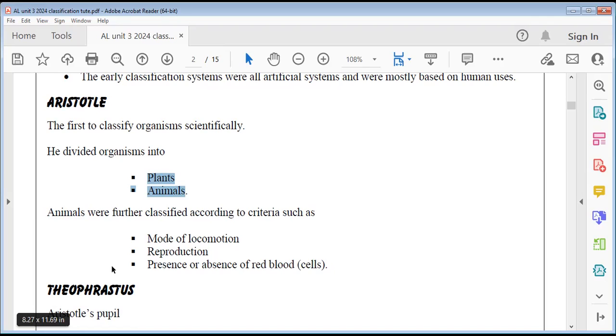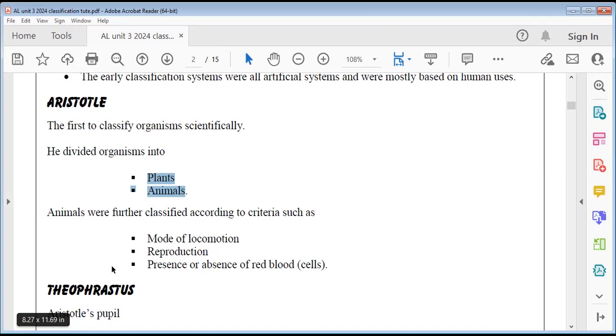Presence and absence of red blood. Your book says red blood cells. Actually, there is no possibility that he could observe red blood cells. To observe RBCs, you need a microscope, right? That was invented by Anton van Leeuwenhoek in the 1600s. So do you think there was a microscope during the time of Aristotle? No, sir. So would he have knowledge regarding red blood cells?